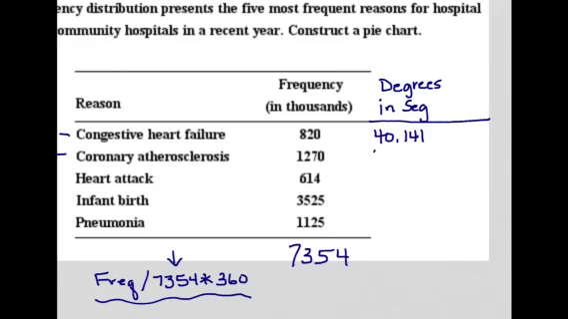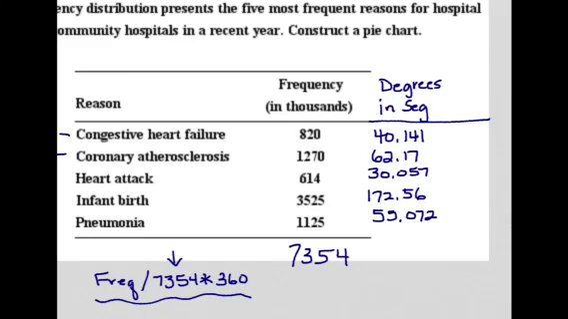My next one is 62.17. Then I have 30.057, 172.56, and 55.072. So that's the degrees for each segment.